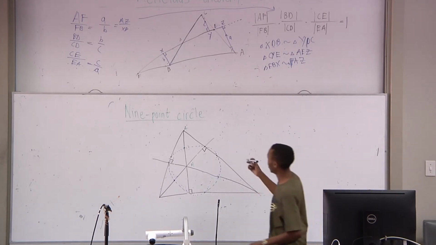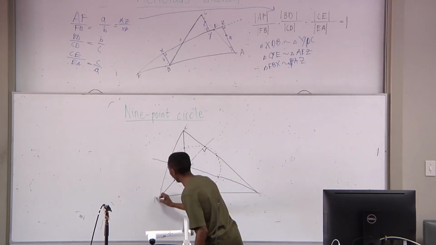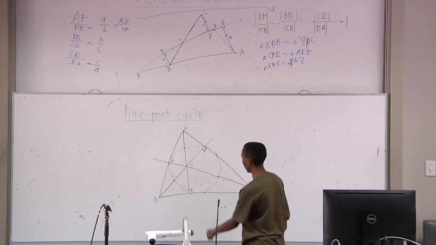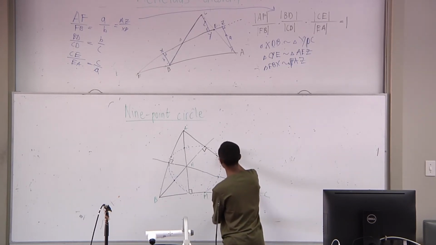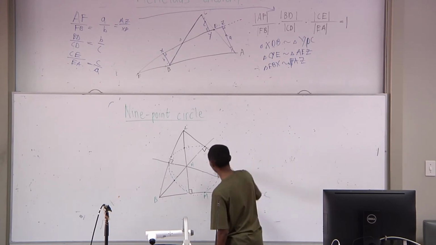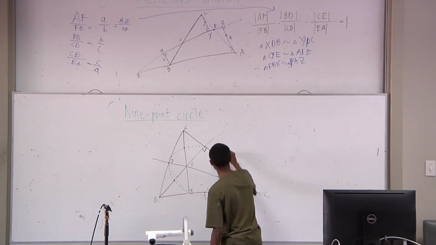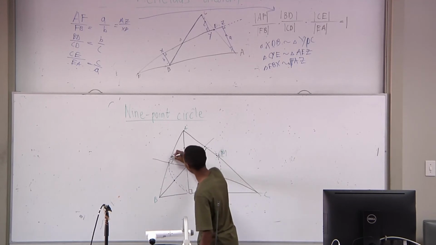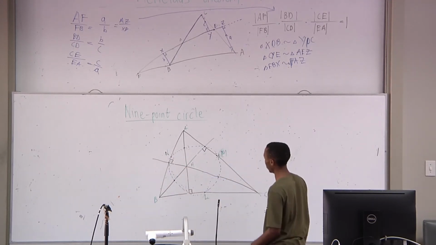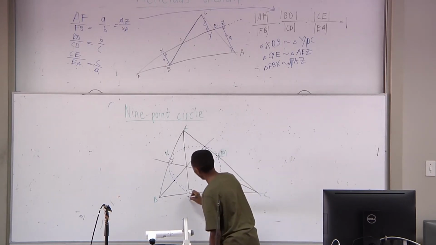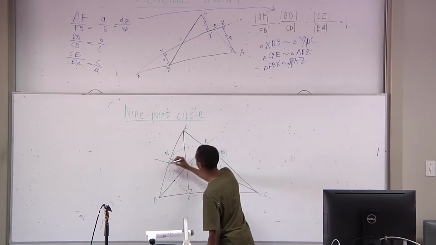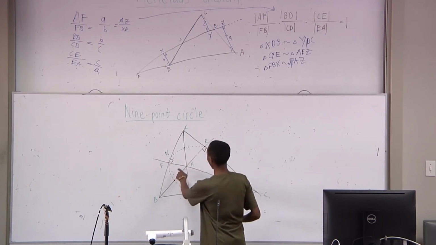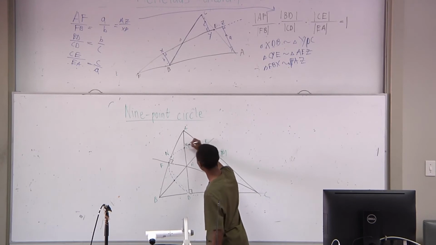So we'll first label it to make it clearer. We'll call the triangle ABC. Call the midpoints L, M, and N. And call the feet of the altitude D, E, and F. X.